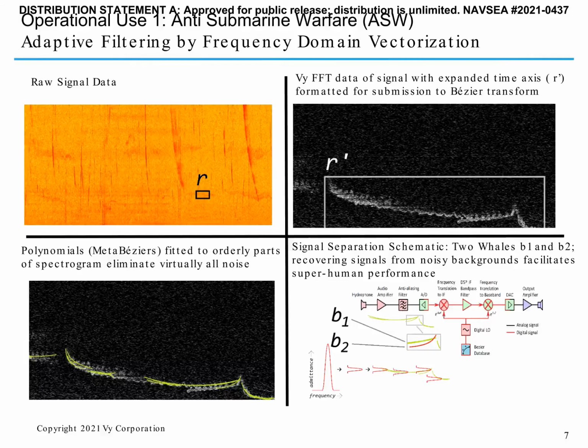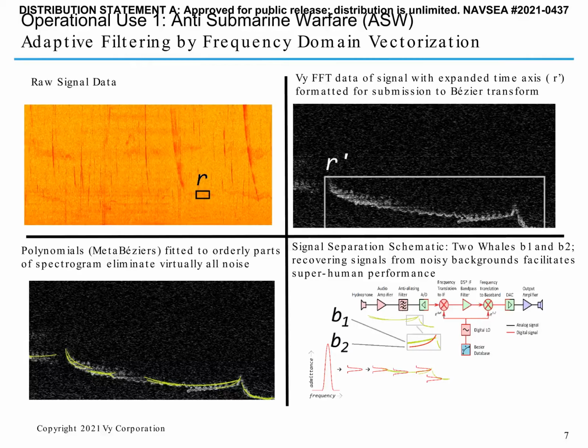This slide summarizes a novel approach for signal source separation using adaptive filtering by frequency domain vectorization. Working with unclassified marine mammal and ship signal data from a study conducted at the Unimac Pass back in 2016, we were able to prototype a methodology for superhuman performance for signal separation. What we're showing in the upper left-hand quadrant here is the raw signal. The upper right shows how we're expanding that signal for submission to our Bézier transform using fixed Fourier transforms.